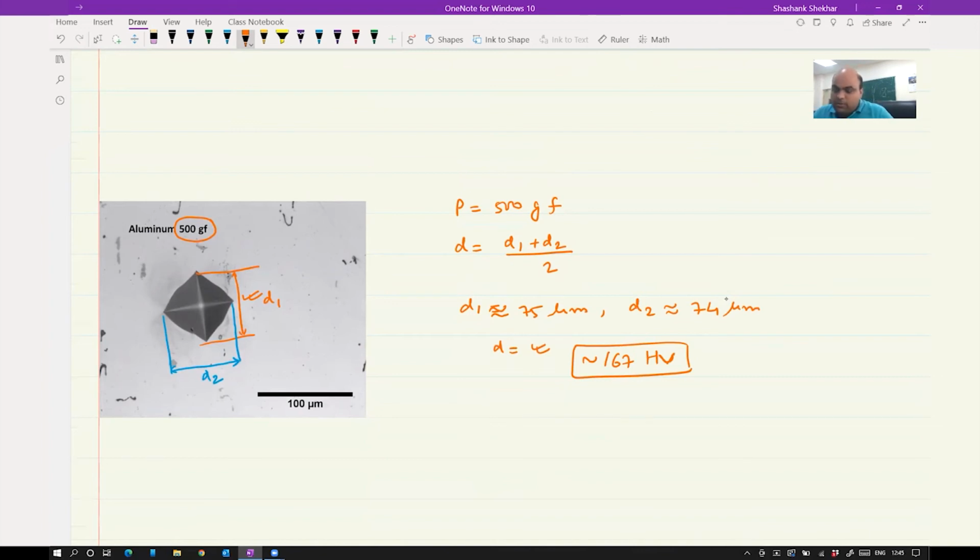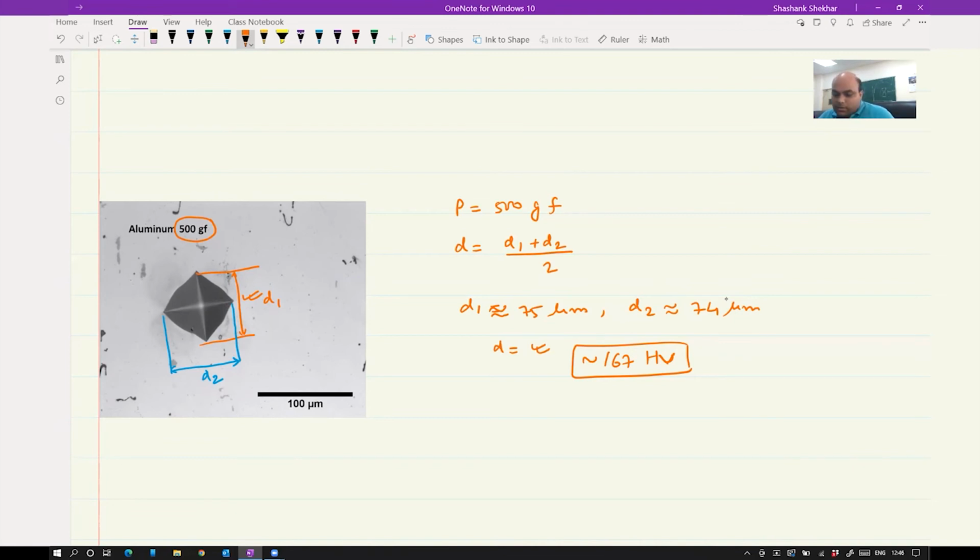So this is how we use the Vickers hardness test to measure the hardness of a given material. So what is the advantage? One of the advantages I already told: when you use Brinell, you cannot go for very hard material because your steel ball can itself deform. If you have harder material, it's better to go for the Vickers diamond indenter. That is the advantage of the Vickers hardness test compared to the Brinell hardness test.